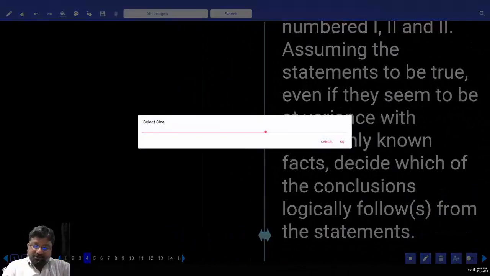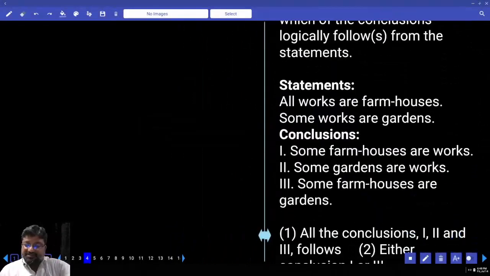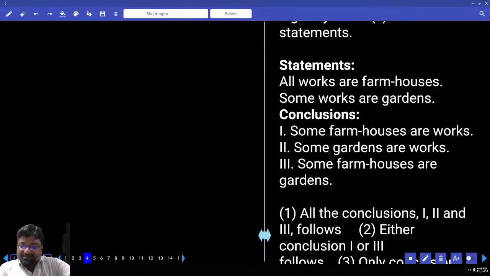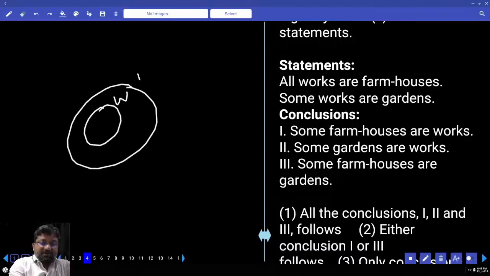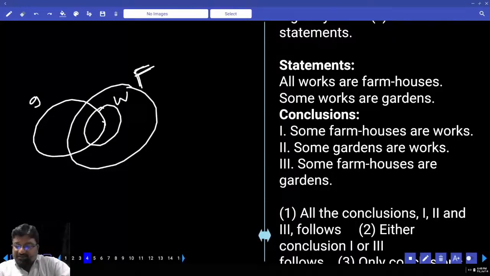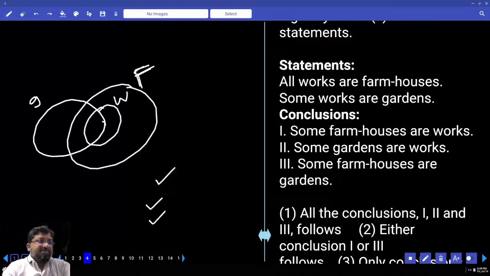Next question is on, what is this? Syllogisms. All works are farmhouses. Some works are gardens. Some farmhouses are works. Right or wrong? Right. Some gardens are works. Yes. Some farmhouses are gardens. Yes. What's the answer? All the 3.